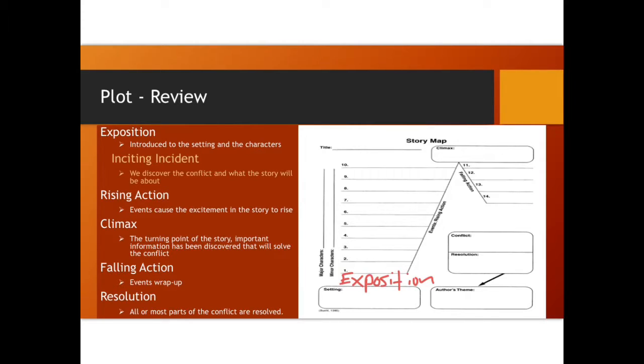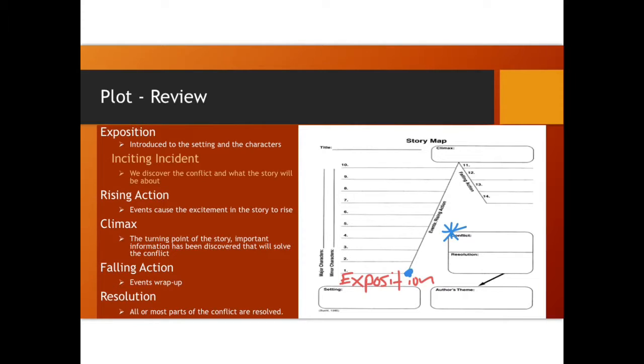Next, we see the inciting incident. This is new to many of you this year. It actually occurs right here at this point. It's how we go from the exposition into the events of the rising action. This is where we discover the conflict of the story. It lets us know what everything is going to be about.